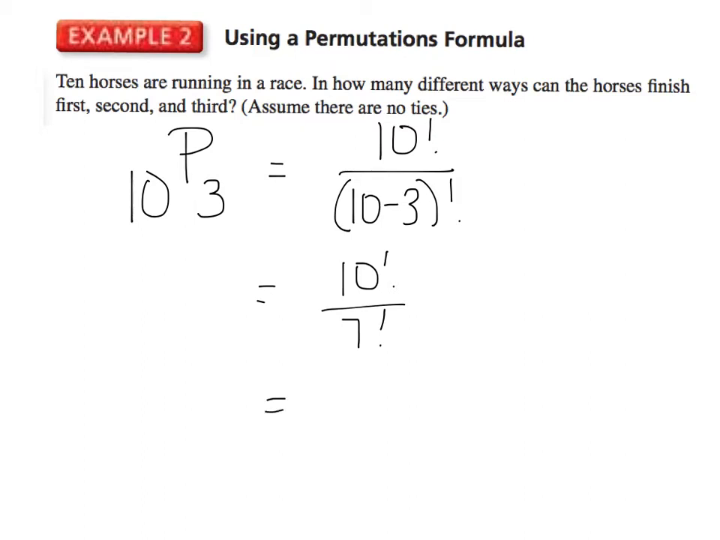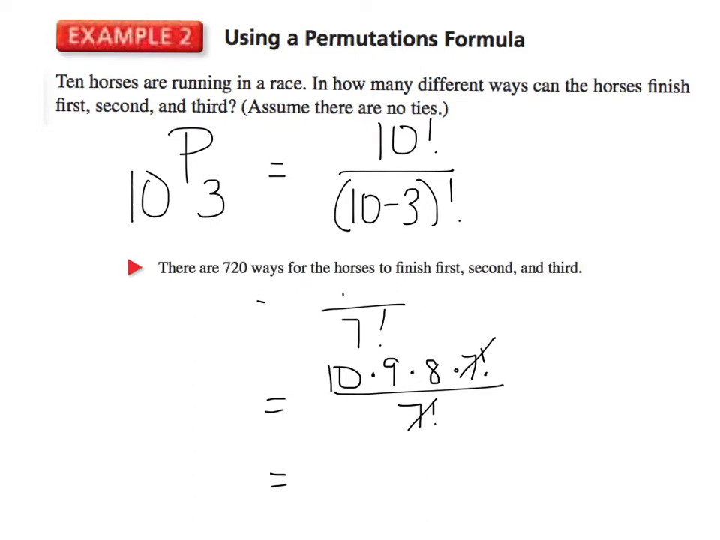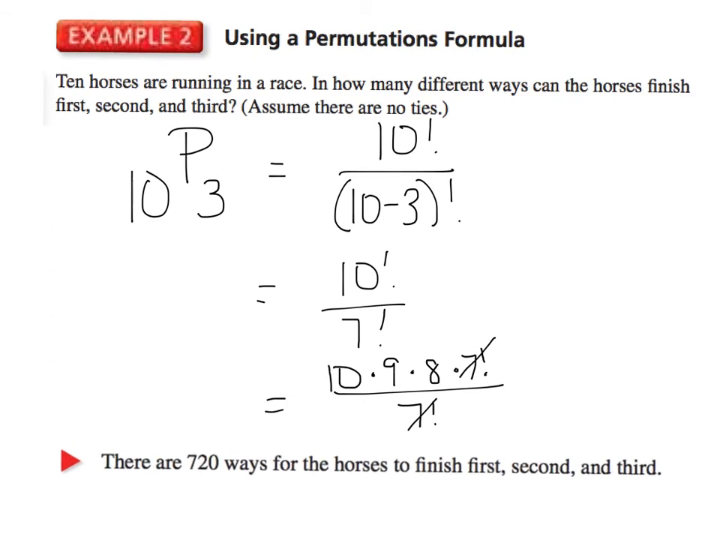And if I simplified that, 10 multiplied by 9, multiplied by 8, multiplied by 7, 6, and so on. But that'd be 7 factorial, which means the 7 factorials can cancel. So you would multiply 10 times 9 times 8, and 10 times 9 times 8 gives you 720, and therefore there are 720 ways for a horse to finish first, second, and third.